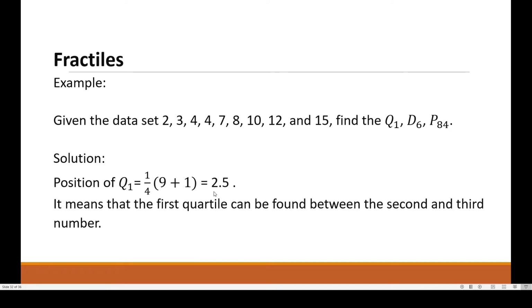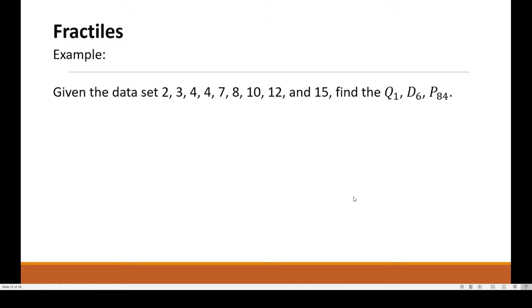So it means that the first quartile can be found between the second and the third number. As you can see, what are our second and third numbers? 3 and 4. Okay, 3 and 4. The integer part represents the second element, so our second element is 3. Then 0.5 is multiplied by the difference between the third and the second element, 4 minus 3. So 4 minus 3 is 1, times 0.5 is 0.5, plus 3, so 3.5. So this is our first quartile.